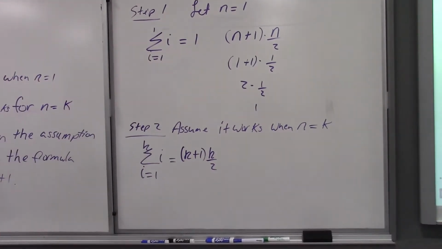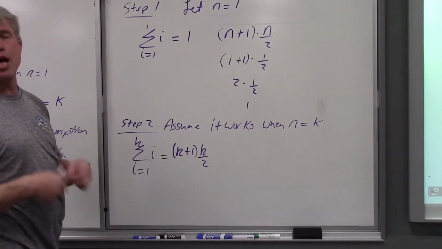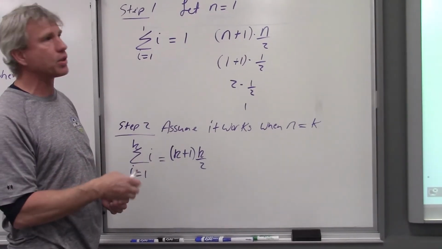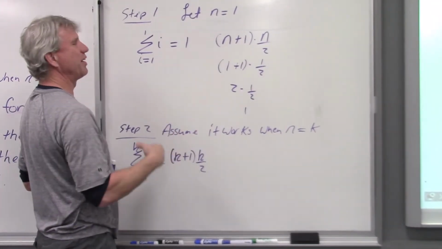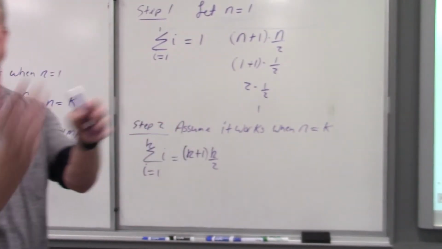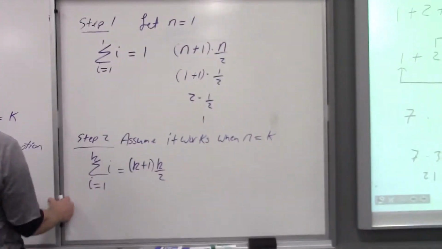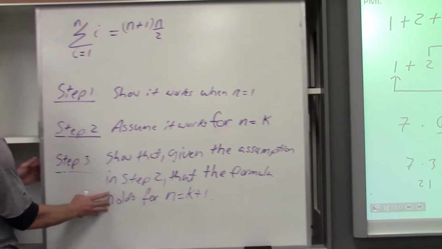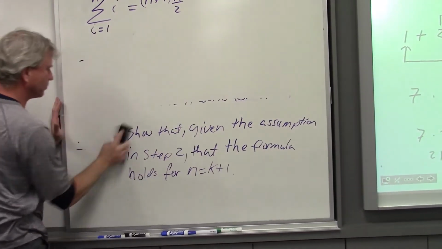There's step 2. Step 3 is use your assumption to demonstrate that if it works when n is equal to k, it must work when n equals k plus 1. Or show that given your assumption that it works when n equals k, it must work when n equals k plus 1. And I don't really have a spot for step 3 here, so I'm going to bullet point my step 3 on here.